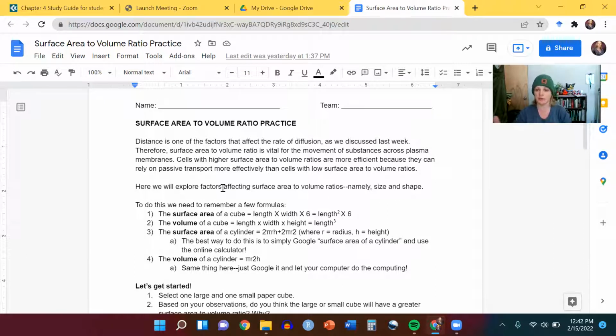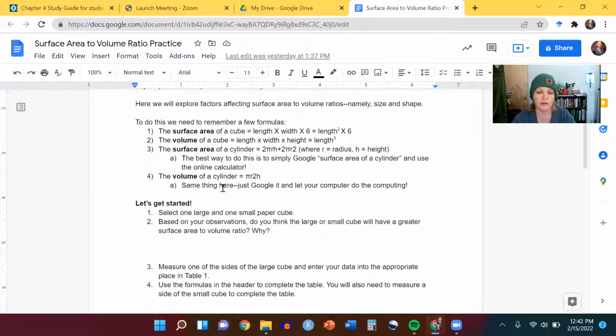So let's look at this assignment together real quick. The first thing that we need to do is be able to calculate both the surface area of a cube and the volume of a cube. And then later on, in the second part of the assignment, we'll find the surface area and the volume of a cylinder. So let's focus on the cubes first.